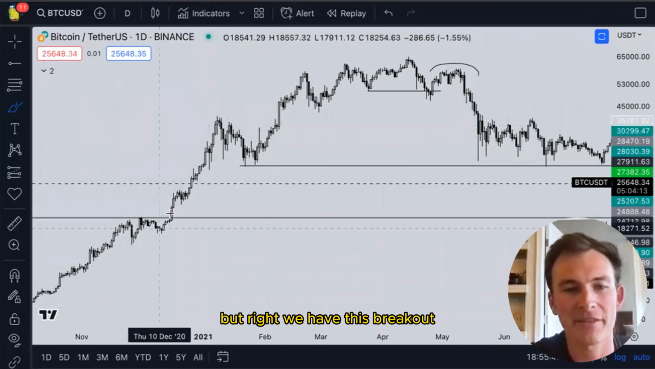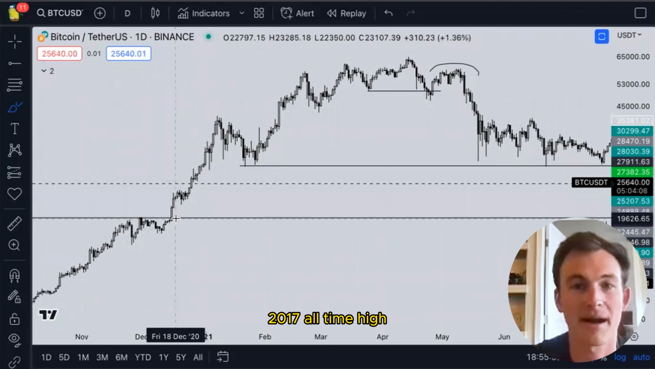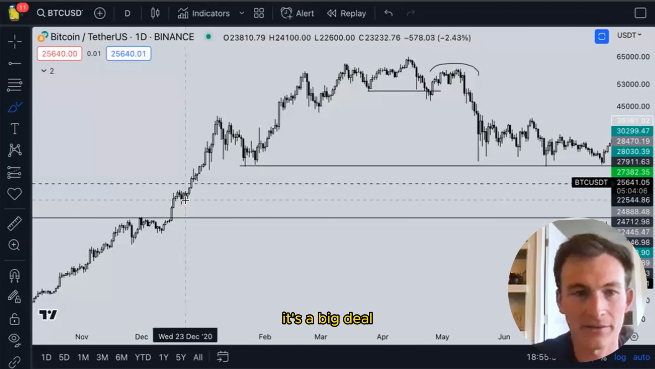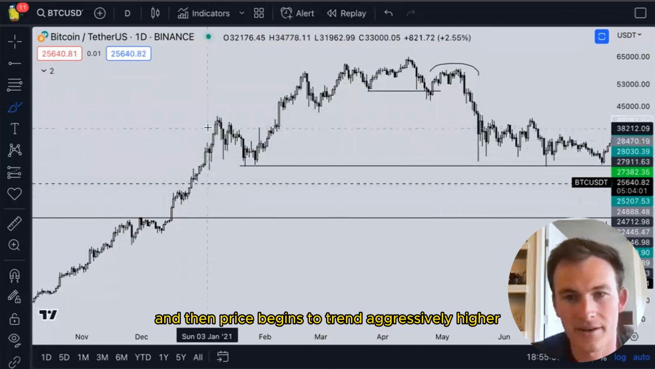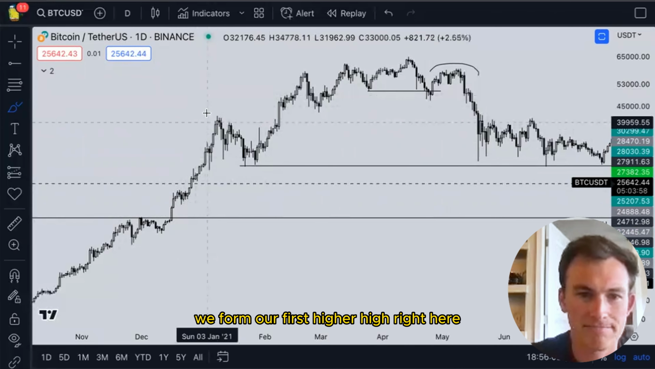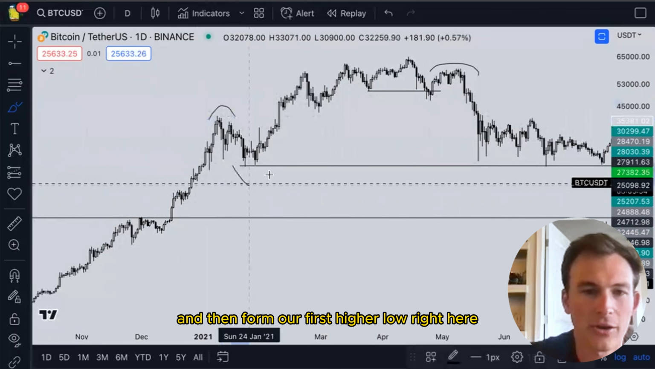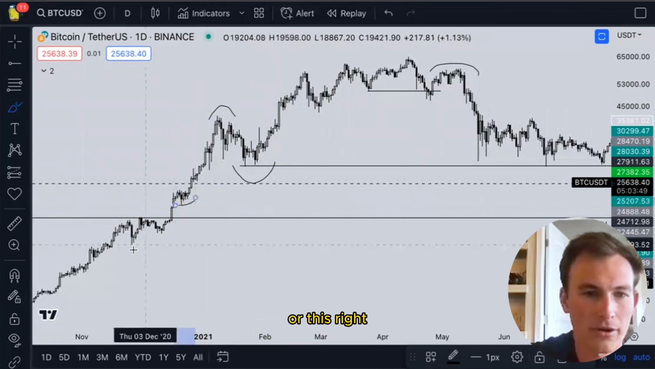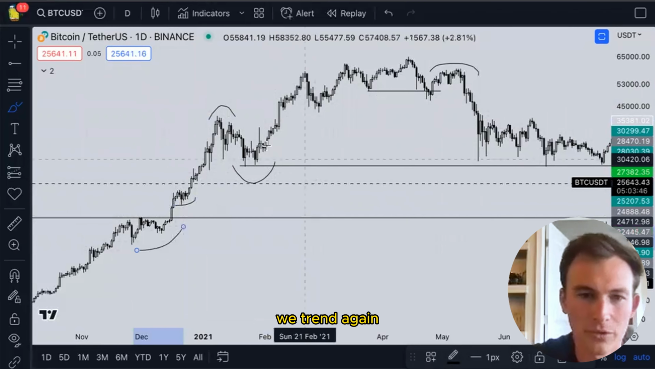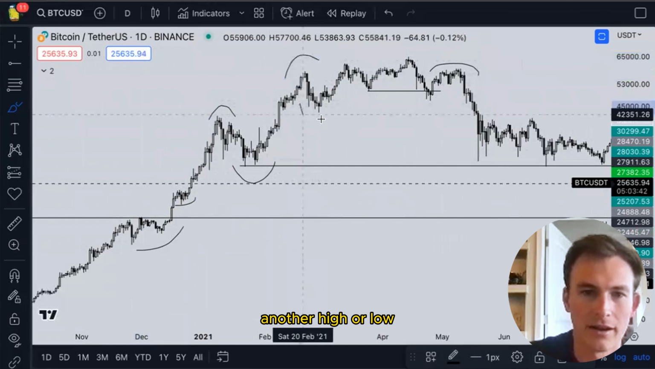But right, we have this breakout, 2017 all-time high. Contextually speaking, it's a big deal. You get no retest here, and then price begins to trend aggressively higher. We form our first higher high right here, and then form our first higher low right here, unless you count this or this, right? We trend again, get another higher high, another higher low.